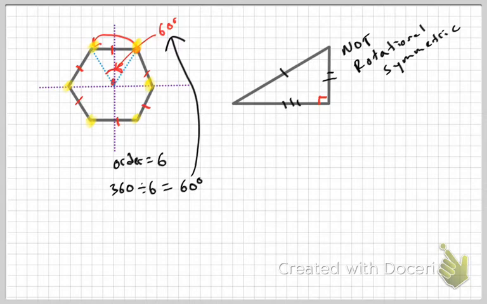So your homework is simply, the first part is determining whether or not there's line symmetry in a figure. The second is determining whether or not there's rotational symmetry. And then you have to find the order and the magnitude. That's it.